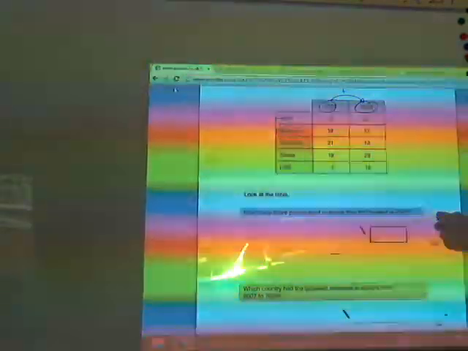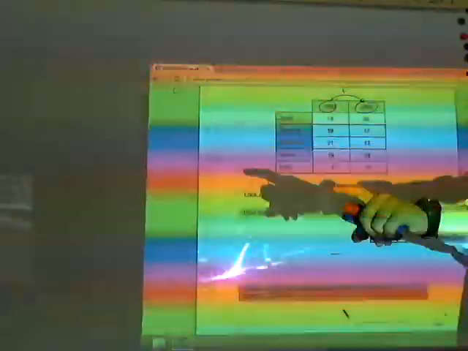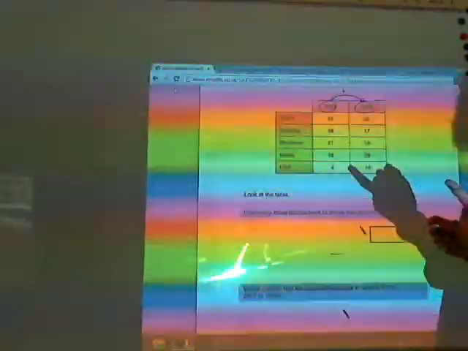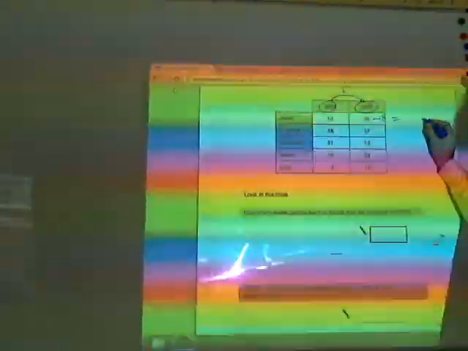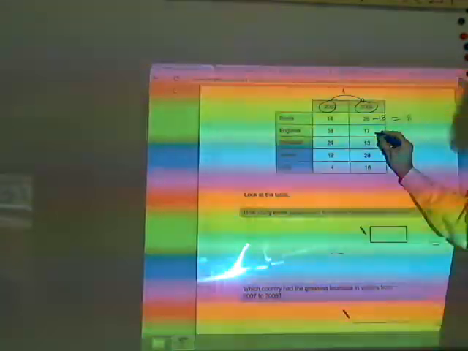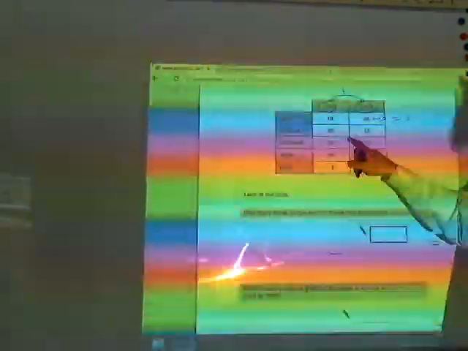And the increase we work out by doing what? Same as what you said last month, what do we do? Take them away. So we got 26, take away 18. Equals 8. That gives us, we got 17 and 38. The difference between this, now it goes here. The question says, which country had the greatest increase in visitors from 2007 to 2008?